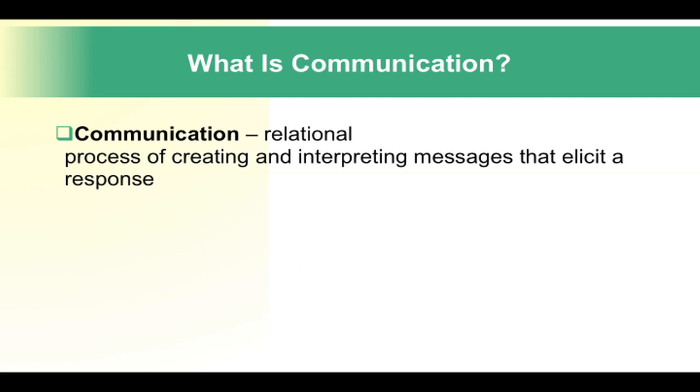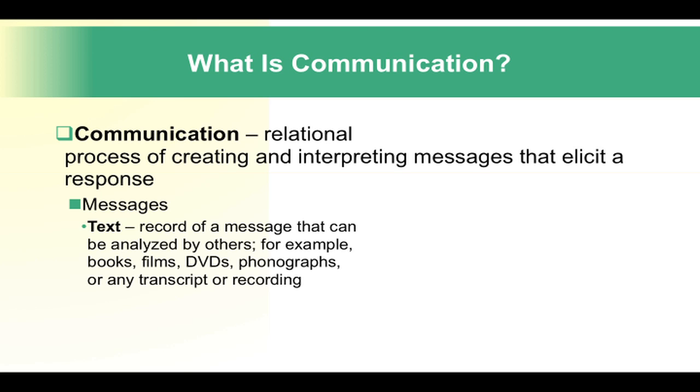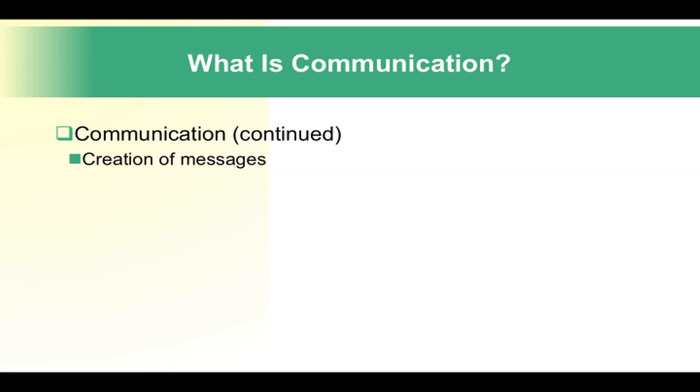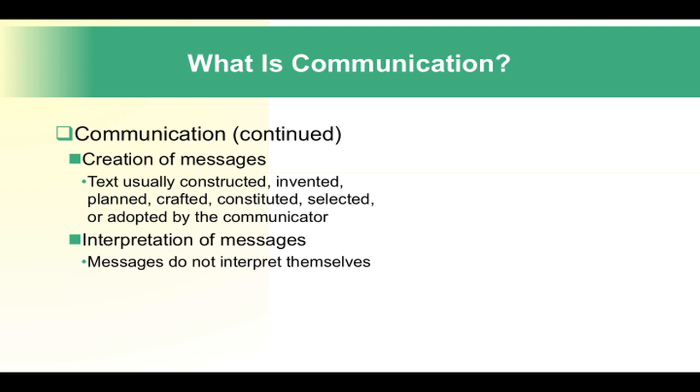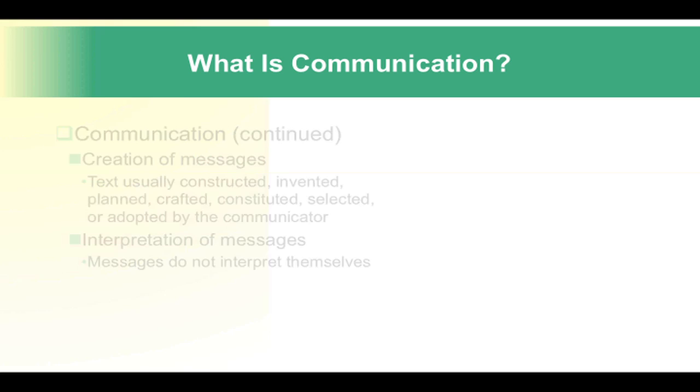So what is the definition of communication as the book defines it? Communication is the relational process of creating and interpreting messages that elicit a response. So messages, like a text. A text is a record of a message that can be analyzed by others. For example, books, films, DVDs, phonographs, or any transcript or recording. Texts are also called artifacts. The creation of messages. A text is usually constructed, invented, planned, crafted, constituted, selected, or adopted by the communicator. The interpretation of messages. Messages do not interpret themselves.